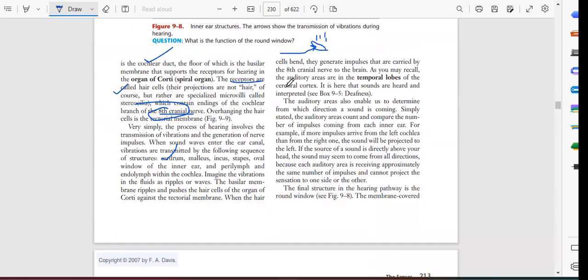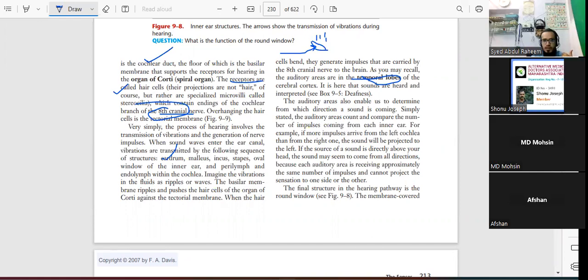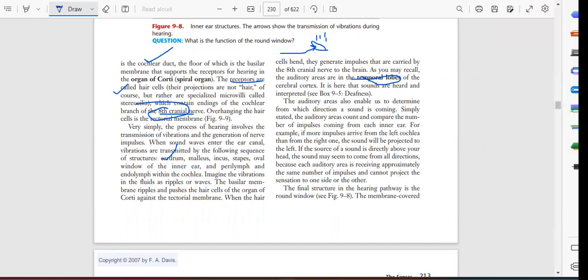So what will happen next? The impulse will connect to the auditory area of the temporal lobe. We have the temporal lobe in that area, and the auditory area. The eighth cranial nerve from that ear is connected to the hearing area present in the temporal lobe. Already we talked about it: that is where sounds are heard and interpreted.